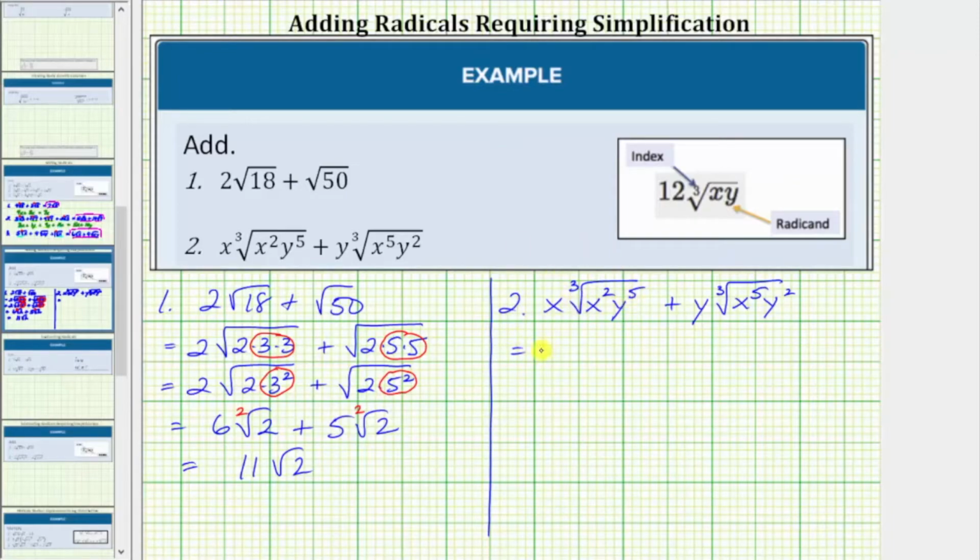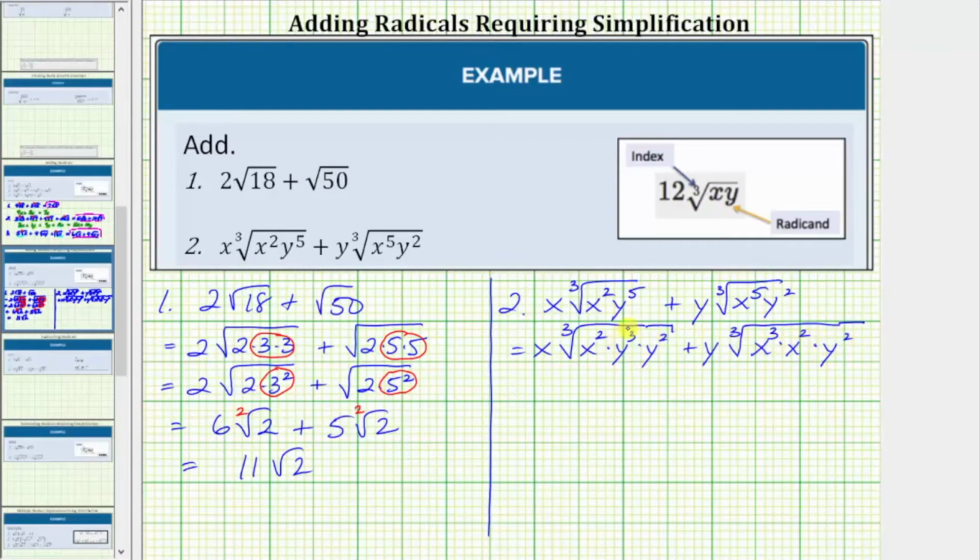So for this first radical, we have x times the cube root. x squared does not contain any perfect cube factors, so we have x squared. But y to the 5th does have a perfect cube factor of y to the 3rd. Let's write y to the 5th as y to the 3rd times y squared. And then we have plus y times the cube root of x to the 5th y squared. Because we're looking for perfect cube factors, let's write x to the 5th as x to the 3rd times x squared, and we still have times y squared.